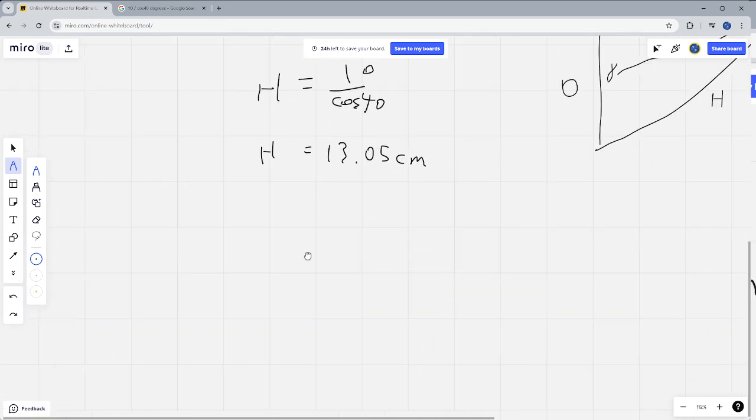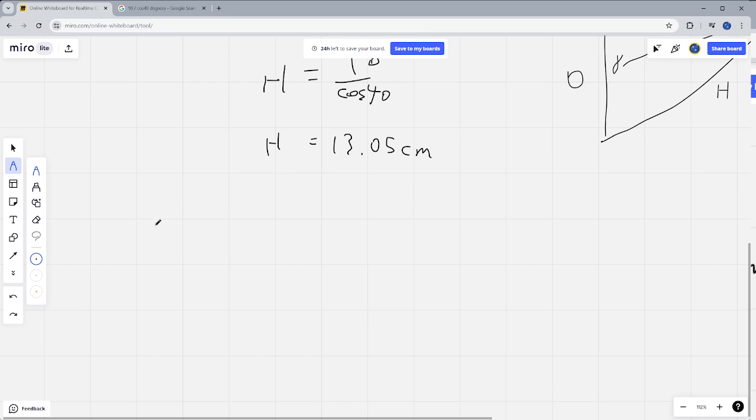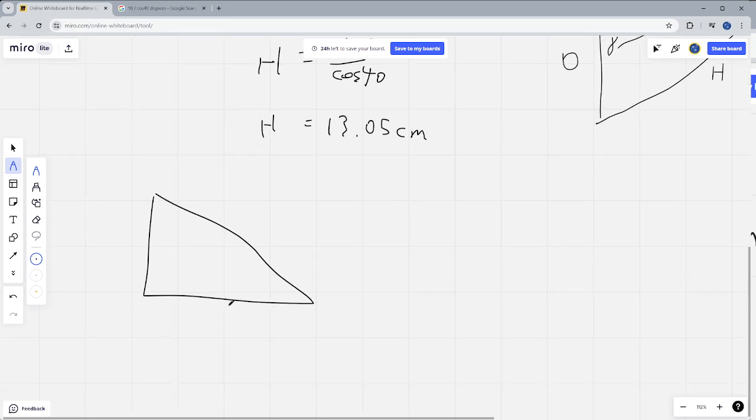Let's try one more. So let's say we have a triangle that looks like this, and we now have our opposite, or let's not label them yet. Let's say we know this is 10, and we know this is 15 meters. Okay? And it's asking us to find this angle. What is theta? Right? And we know this is a 90 degree angle. How in the world are we going to find this angle?